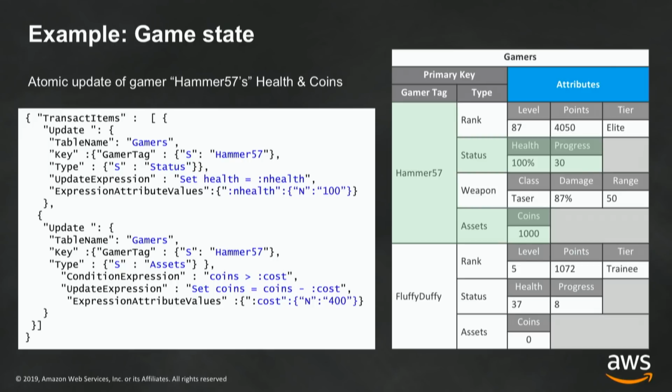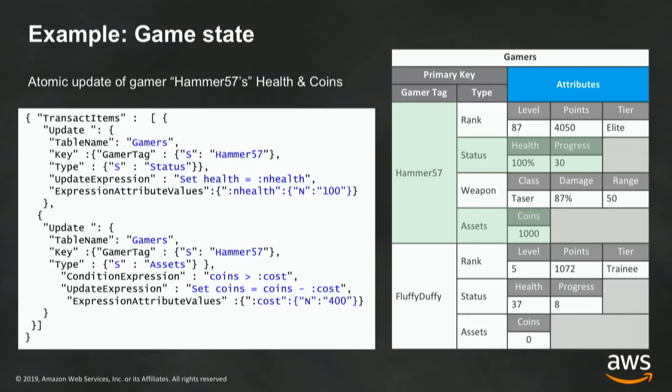This gamer wants to buy more health. I need to transactionally reduce the number of assets, coins, that's sufficient to acquire the amount of health that the gamer wants. So transactions really provide a good way of doing that. This is what the TransactItems looks like.